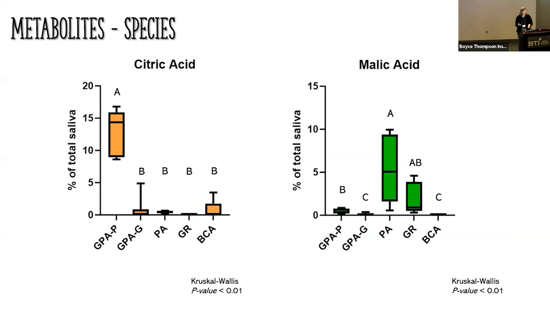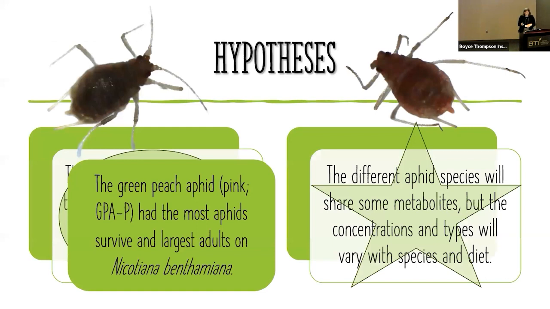This could show that although host plant did not have quite as much of an effect on the amount of malic acid in the saliva, species does play a larger role in that, just based on what lineage they come from or what they're trying to feed on. So because of this, I would move to say that there was more support for my second hypothesis, that although these aphids are feeding on completely different plants and coming from different lineages, they do share a set of core metabolites that probably just aids them in infiltrating any plant.